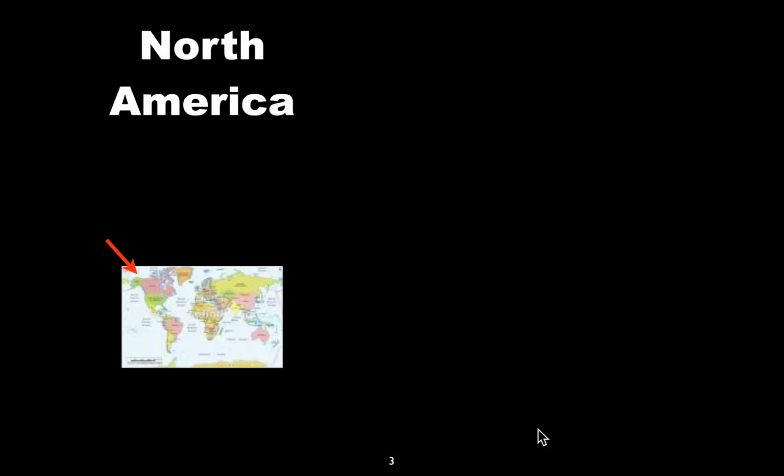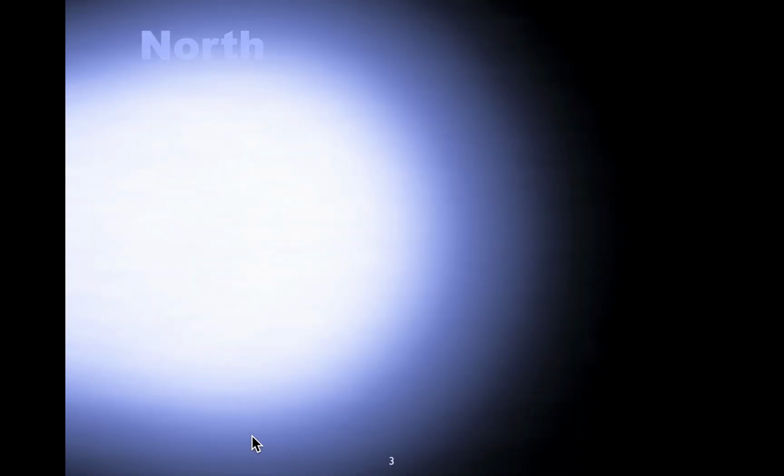Okay, let's look at a map of all 7 continents. Okay, here's a world map. Remember, this is not really accurate because it's a flat piece of paper. The world is really round, and you're going to see how some of the maps I'm going to show you look a little different. This is where North America is located on a flat map.